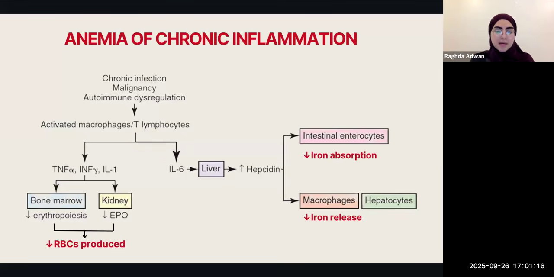Okay, I tried to break this down to make it as simple and straightforward to you. Chronic inflammation will trigger your immune cells to go and suppress erythropoiesis in the bone marrow, suppress EPO from the kidney. These two things will result in less red blood cells production. At the same time, chronic inflammation will lead to an increase in IL-6, which will tell the liver to make more hepcidin. Hepcidin blocks iron from being absorbed and released. This all comes together to give you anemia of chronic inflammation.